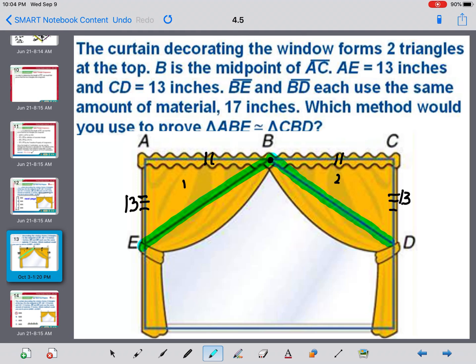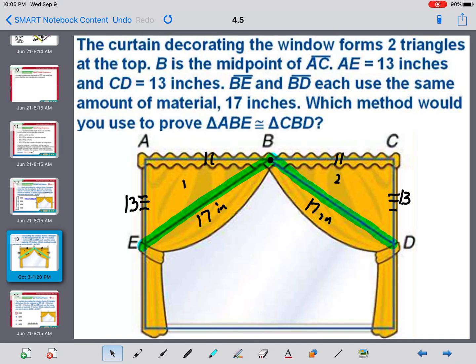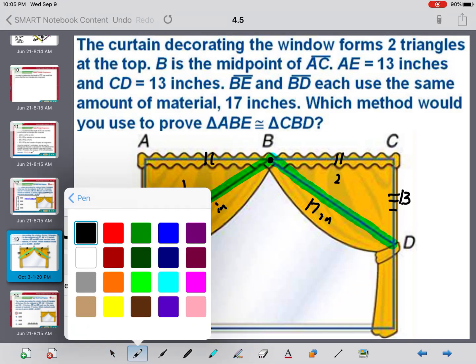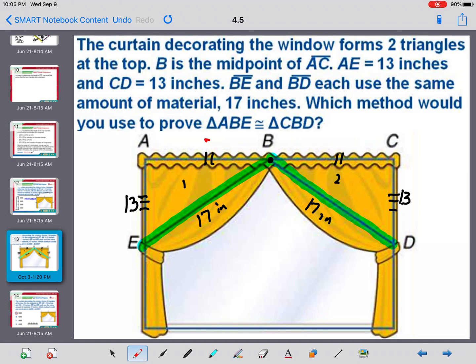It says segment BE, which is this one. You can't see my pen, can you? BE and BD use the same amount of material, 17 inches. So that's 17 inches and 17 inches. It says, which method would you use to prove that the two triangles are congruent?